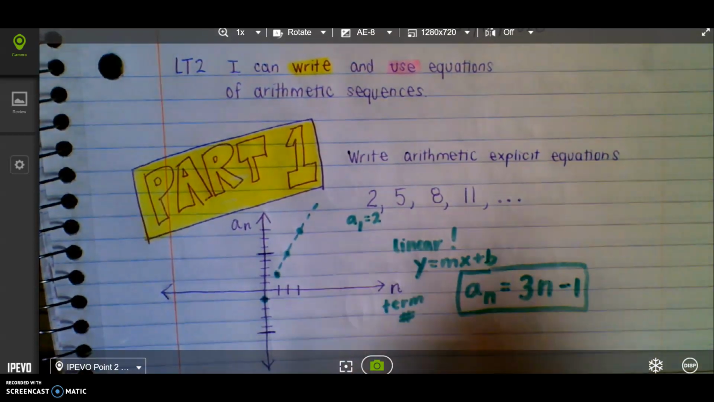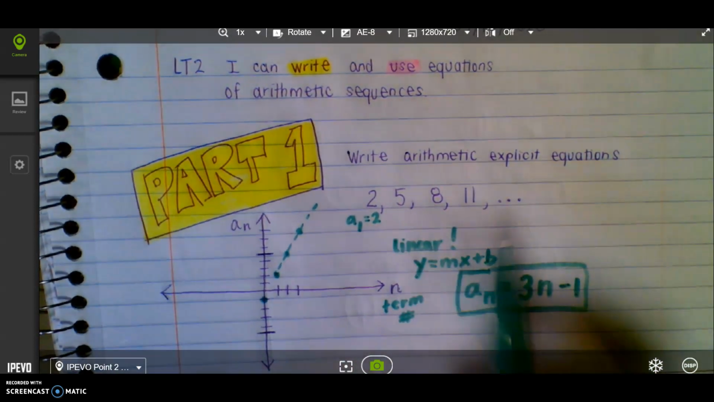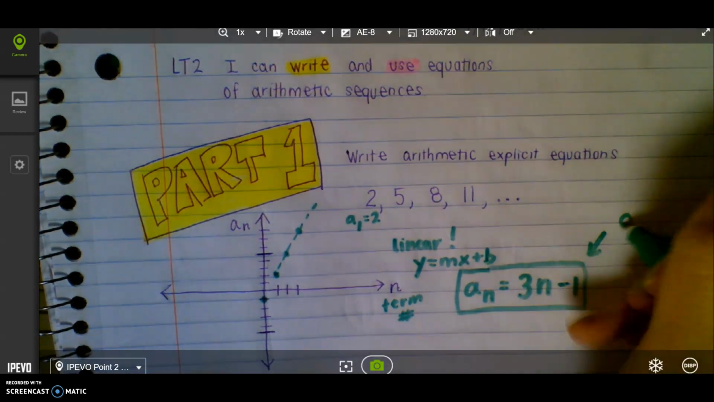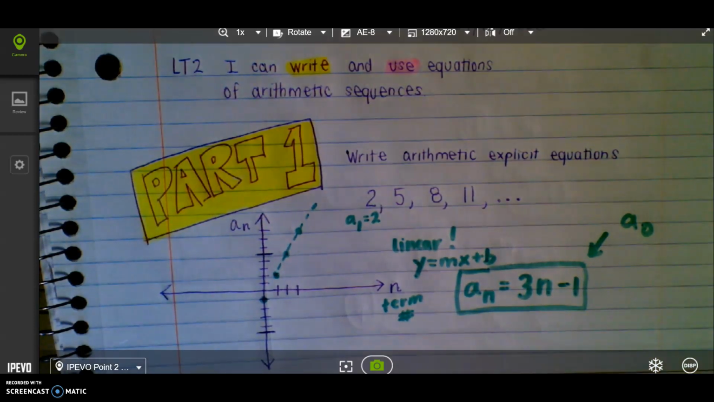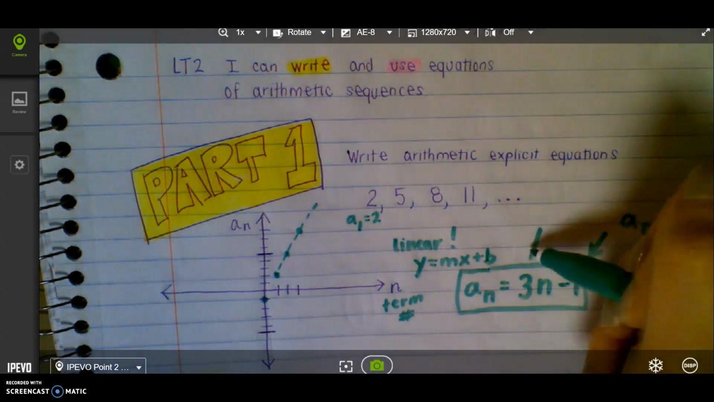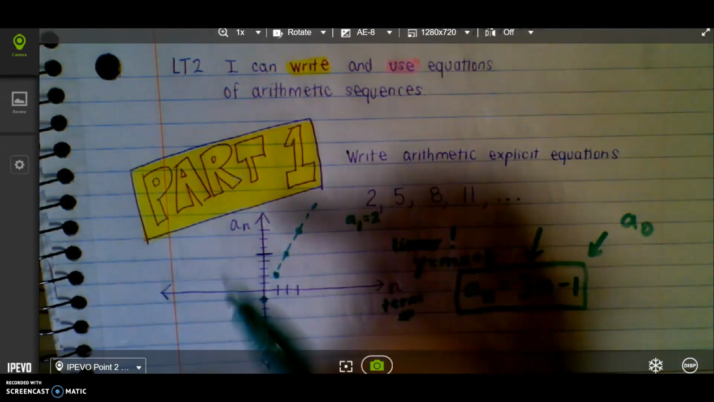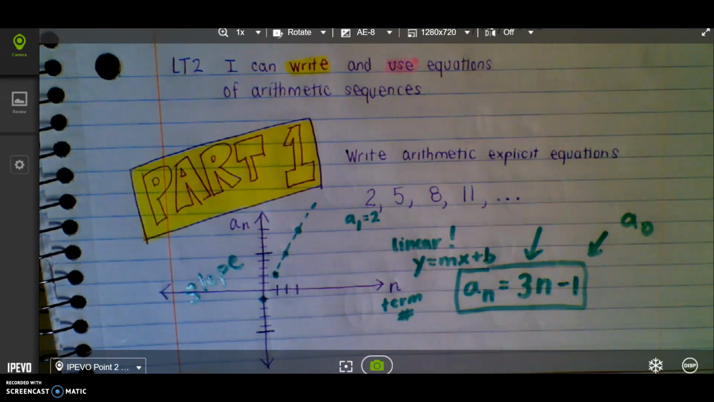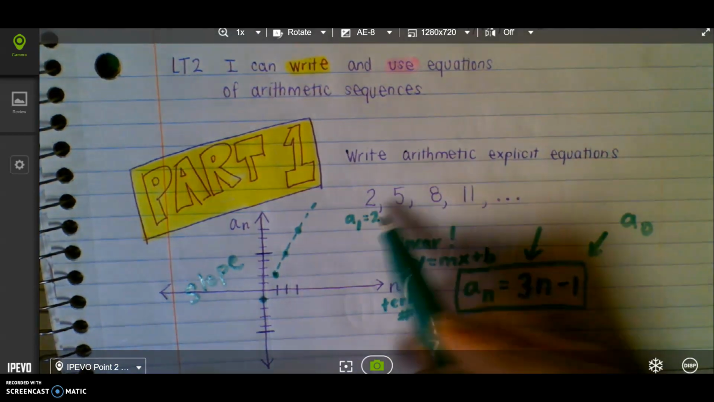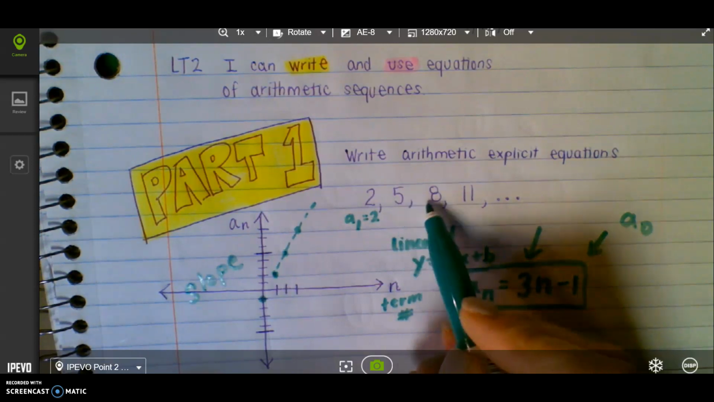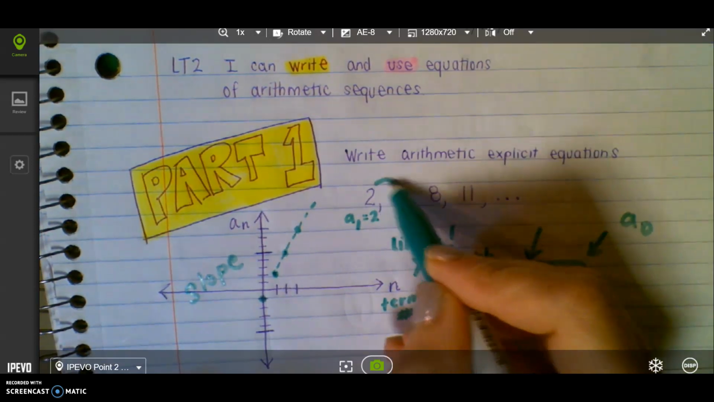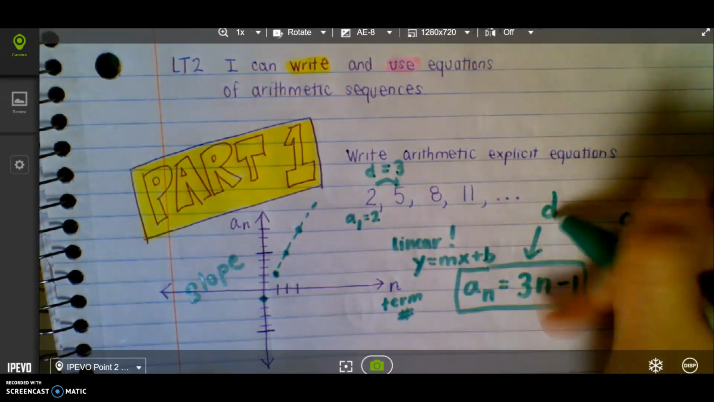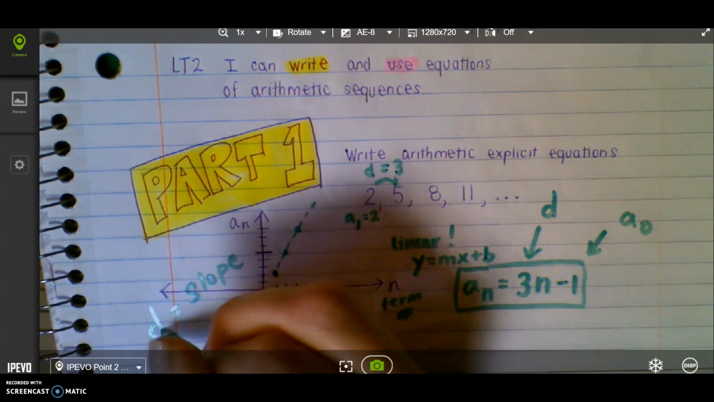Now, do I want to graph every single sequence to figure out the equation? No. So instead, we already know that this last term is the 0 term. What does 3 stand for? Well, we know it's the slope on a graph. But what is it in the sequence? From 2 to 5, 5 to 8, and 8 to 11, the common difference is 3. So the common difference is the slope of the line.